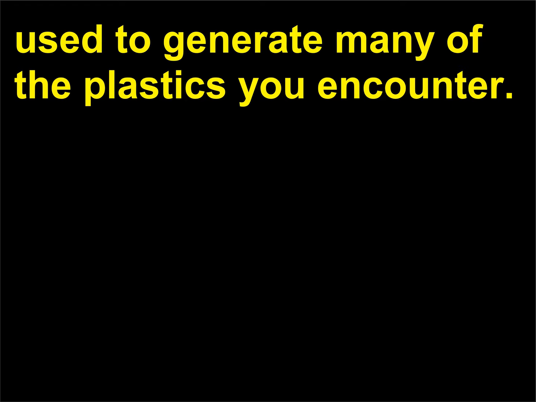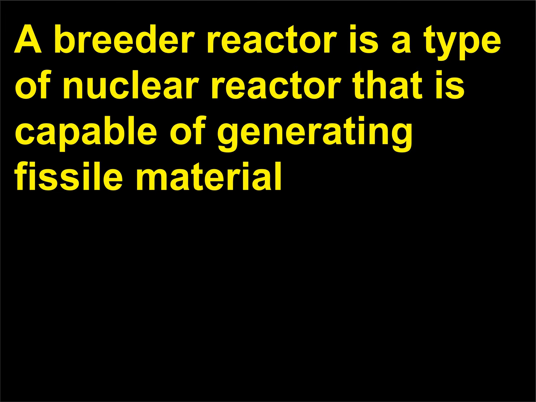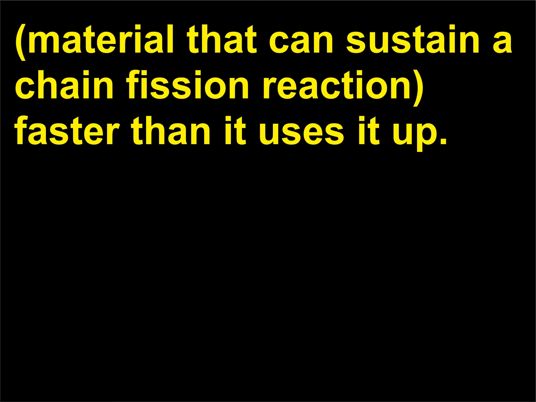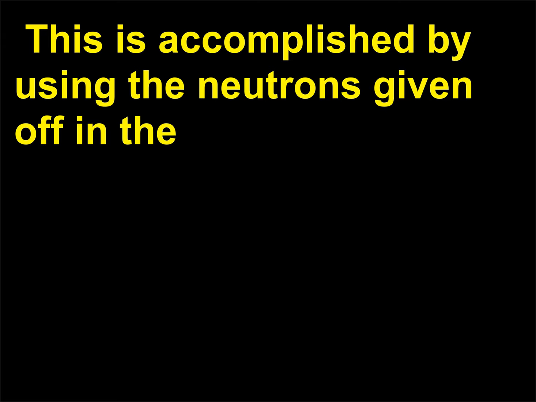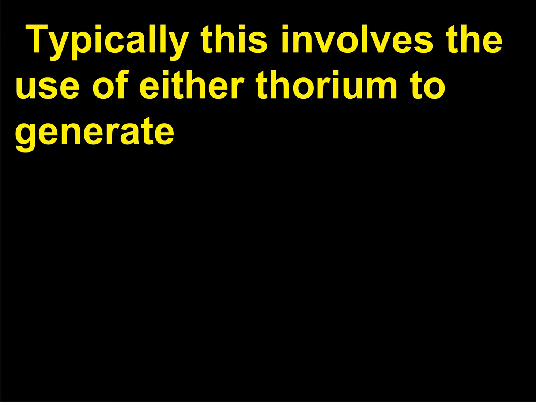What is a breeder reactor? A breeder reactor is a type of nuclear reactor that is capable of generating fissile material, material that can sustain a chain fission reaction, faster than it uses it up. This is accomplished by using the neutrons given off in the fission reaction to generate additional fissile isotopes. Typically, this involves the use of either thorium to generate fissile uranium or uranium to generate fissile plutonium.